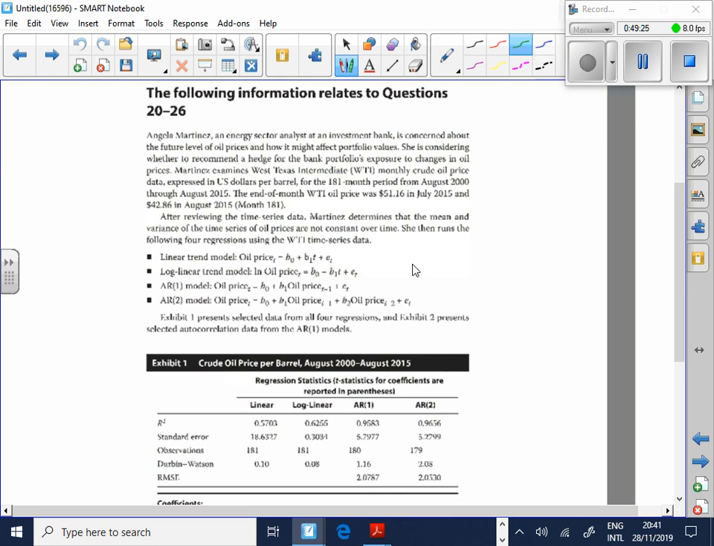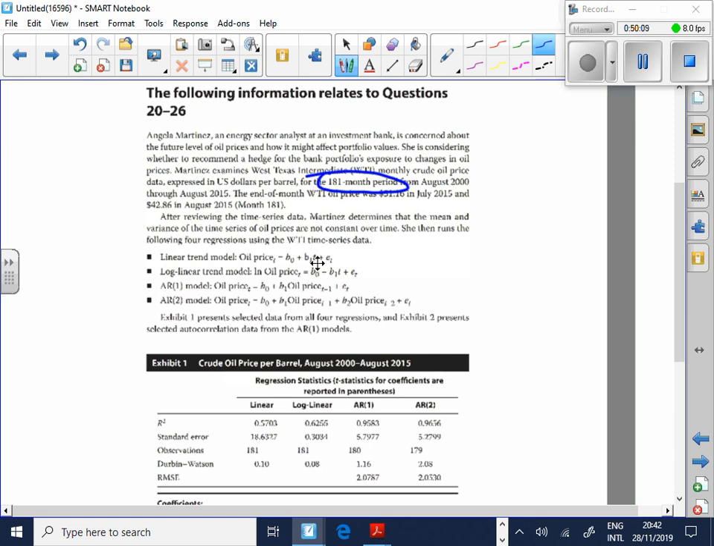Angela Martinez, an energy sector analyst at an investment bank, is concerned about the future level of oil prices and how it might affect portfolio values. She's considering whether to recommend a hedge for the bank, to hedge the bank's portfolio exposure to changes in oil prices. Martinez examines WTI, which stands for West Texas Intermediate, monthly crude oil price data expressed in US dollars per barrel for the 181 month period from August. So straight away, guys, let's just start to label stuff. Her period is 181 periods from August 2000 to August 2015.